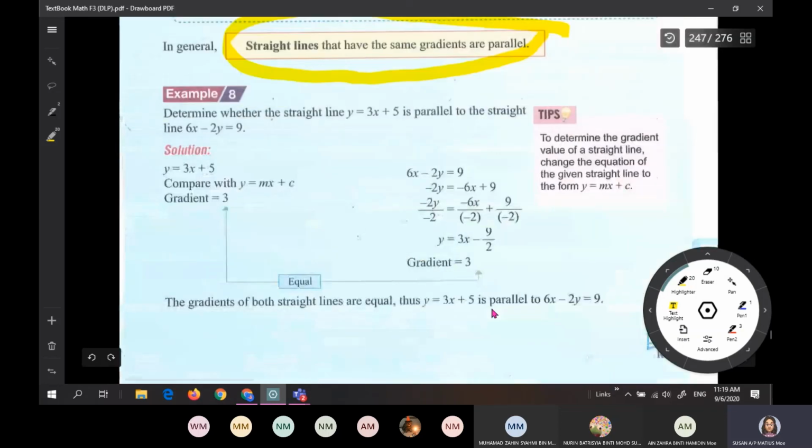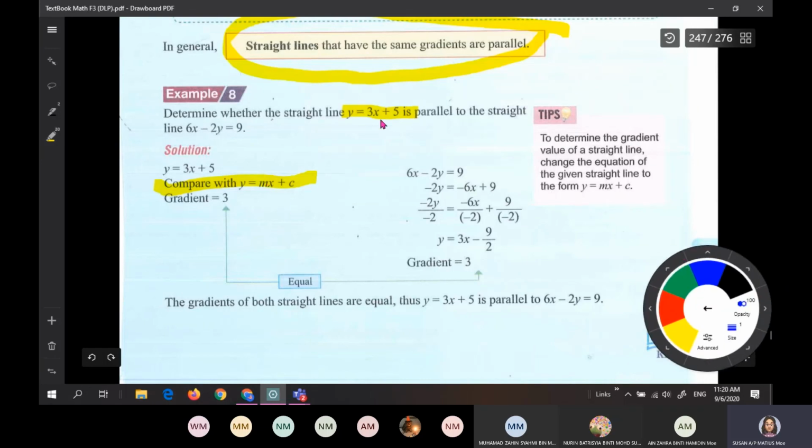Okay, so example 8. They just want you to determine whether the straight line y equals 3x plus 5 is parallel to the straight line 6x minus 2y equals 9. So how to do this question? Solution is very easy. Your solution is just to compare with y equals mx plus c and find the gradient. The gradient of this one, tak perlu you cari because it's already there. The gradient is equal to 3.